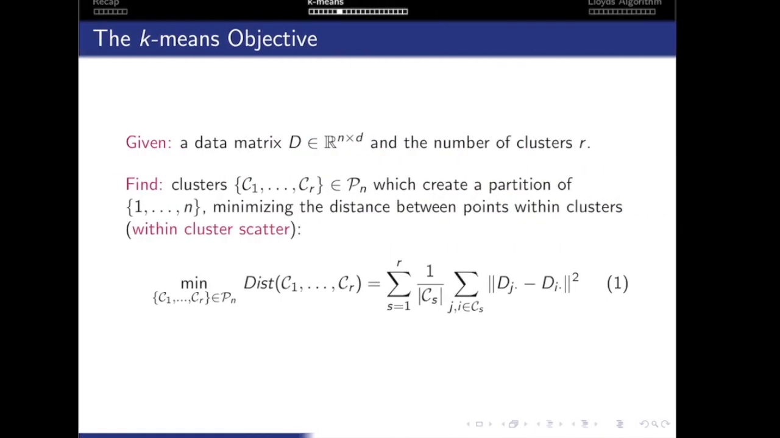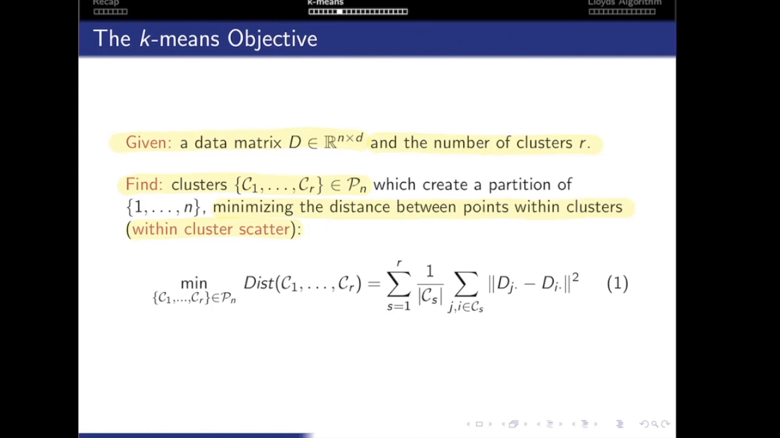With that, we can now formulate the k-means objective. So we are given our data matrix D with n observations for D features. And we also get, as we discussed, the number of clusters as an input. So this is R. And the task is then to find clusters C1 until CR, which form a partition of all the data points and which also minimize the distance between points within clusters. This is also called the within cluster scatter.